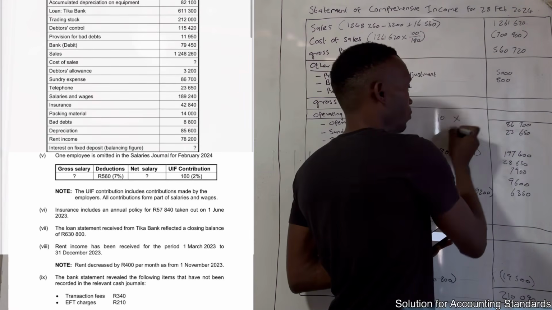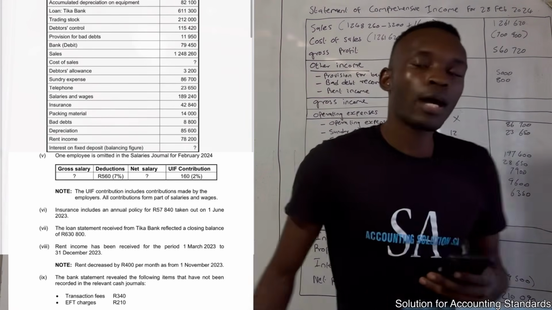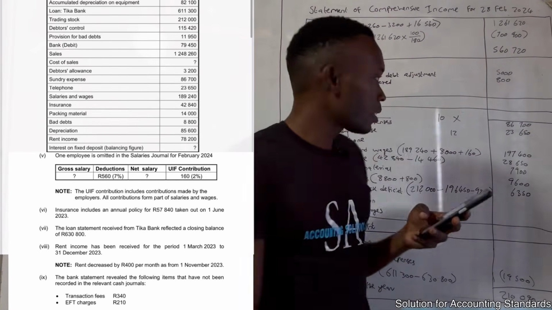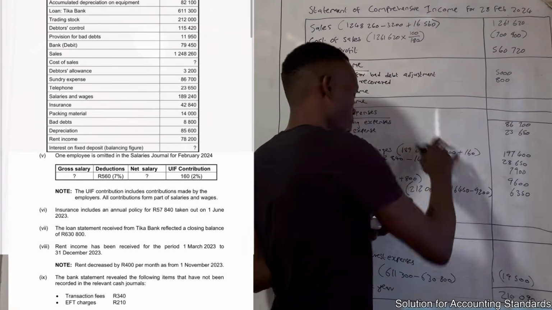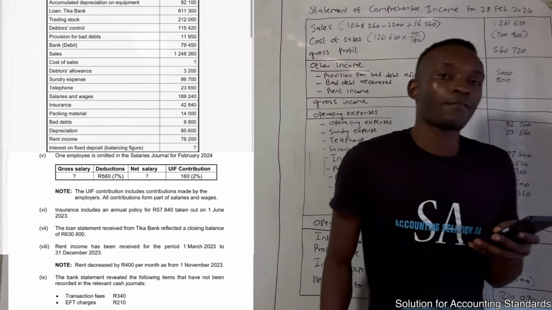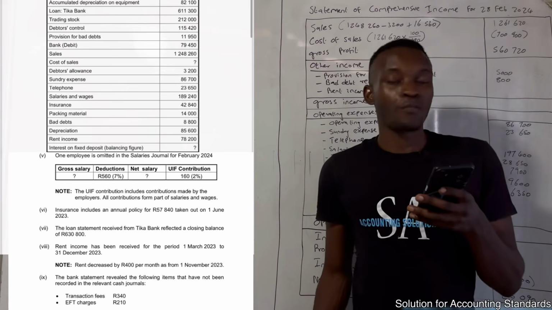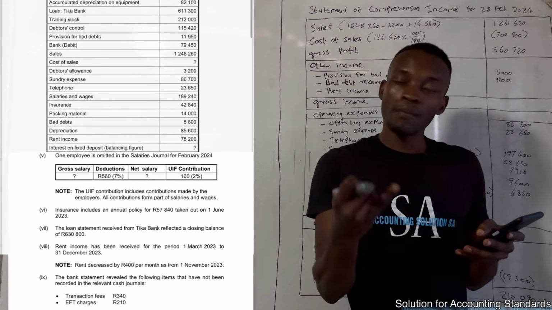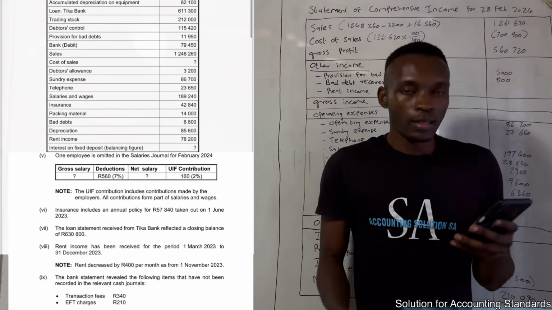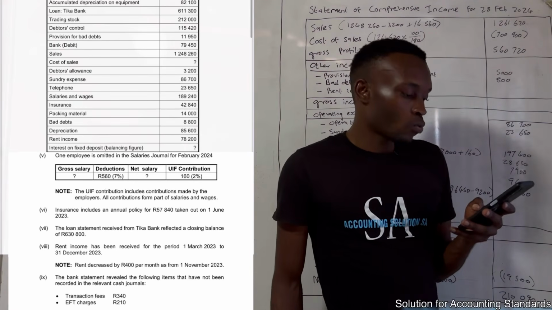No, we have to record 12. In other words, we must add the shortage of 2 months. But they say that you have to take note that the rent has decreased by 400 per month from November. In other words, November and December, there is a decrease of rent.